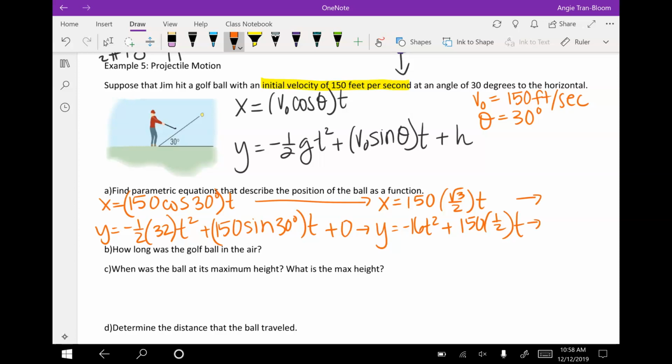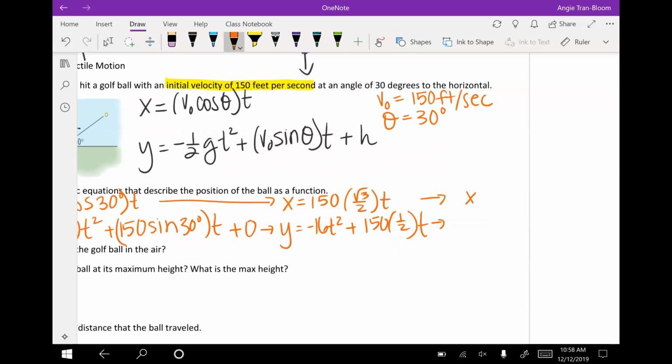Final parametric would be x equals what? 75 root 3 t. Y would be negative 16t squared plus 75t. We'll box that up.